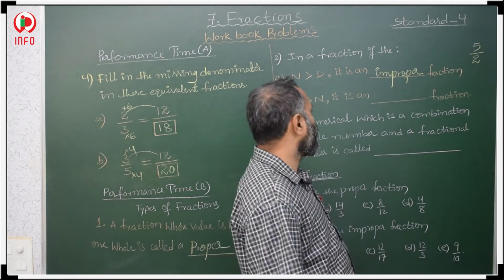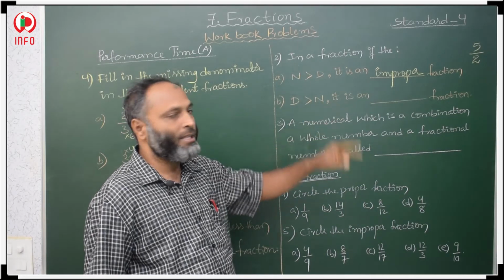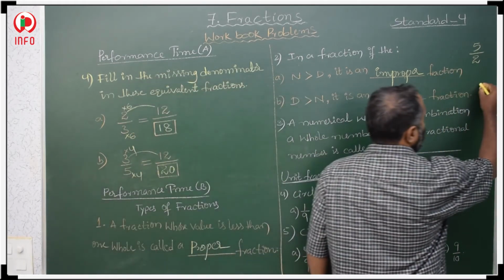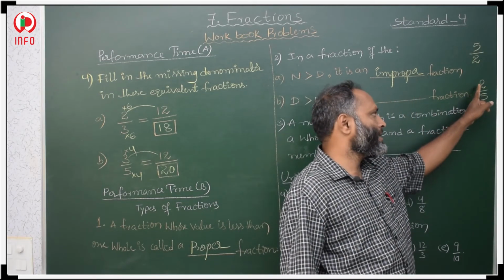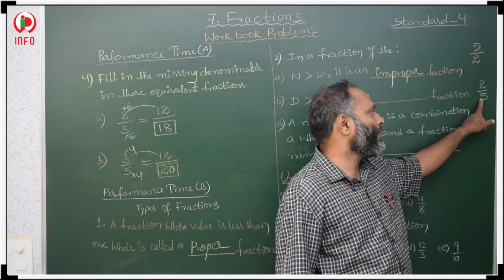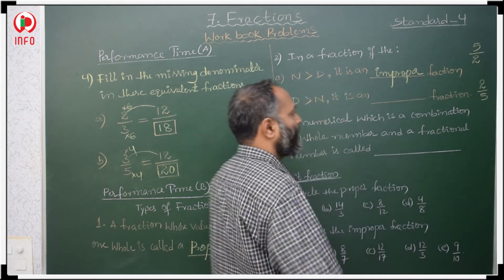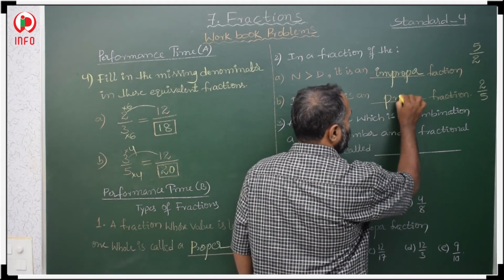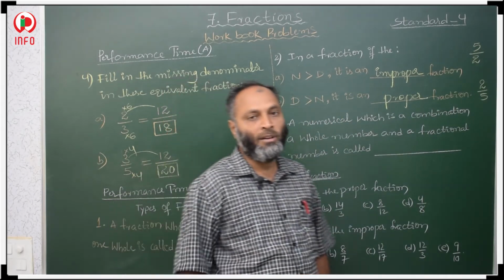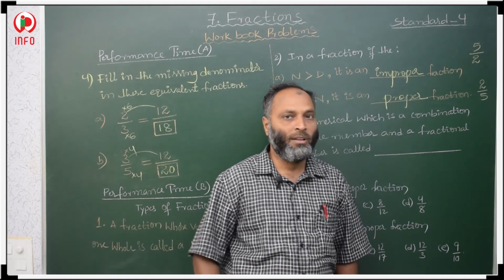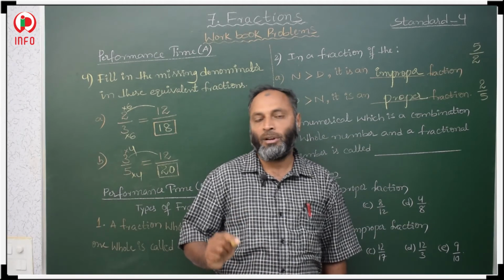Now, if denominator is greater than the numerator, then what is it called? If a fraction is in the form of 2 by 5, means numerator is less than the denominator, or otherwise denominator of a fraction is greater than the numerator, then the fraction is called proper fraction. Proper fraction value is always less than 1. Improper fraction value is always greater than 1. This is the difference between proper and improper.